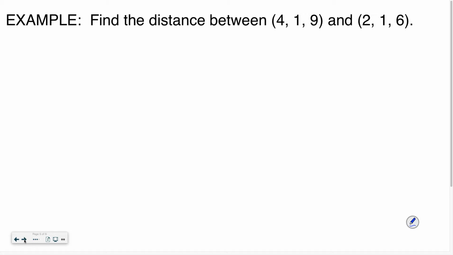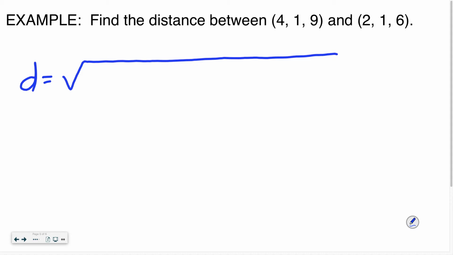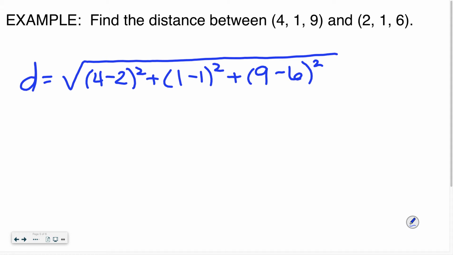It does not matter which coordinate you choose as the first and which coordinate you choose as the second, because we're subtracting the two and then squaring them. So they're always going to have a positive number under that radical. Okay? So the distance between 4, 1, 9 and 2, 1, 6, which both lie in which octant? The first octant. When all x, y, and z are positive, we're in octant number 1. So we are going to have x minus x, the quantity squared, plus y minus y, the quantity squared, plus z minus z, the quantity squared.